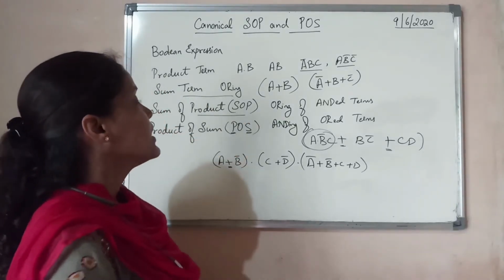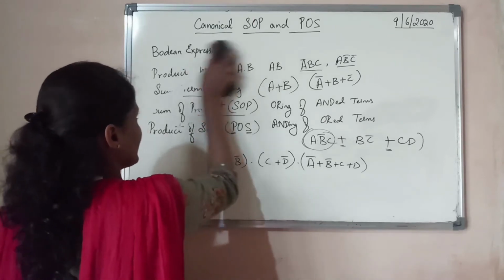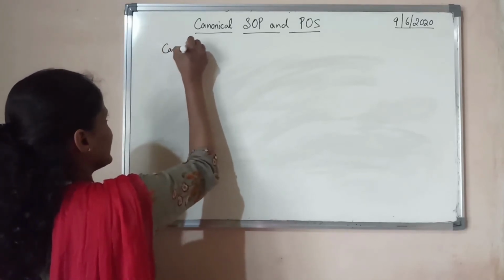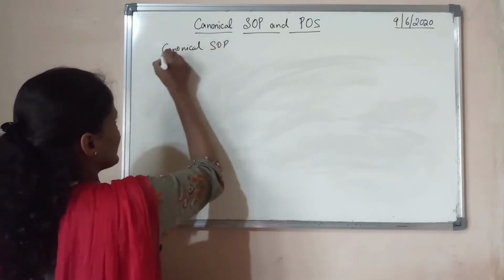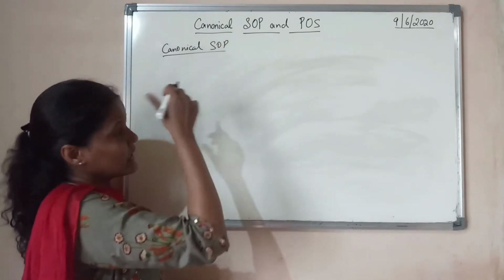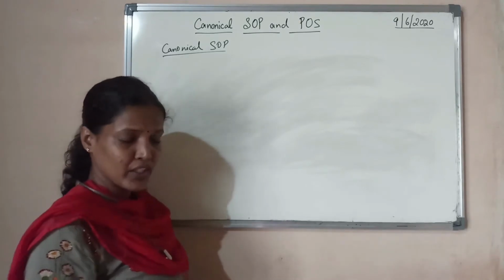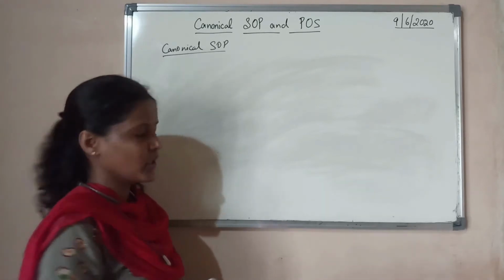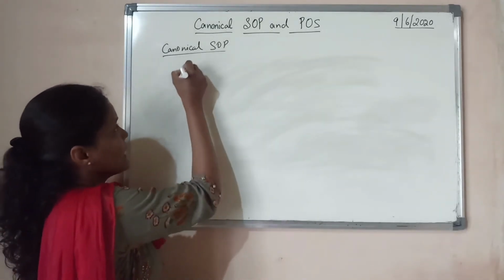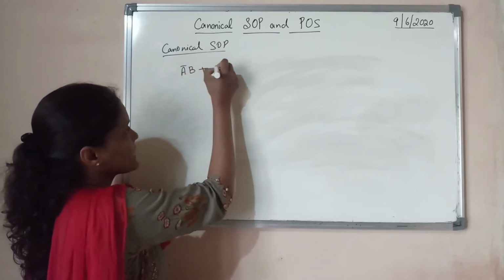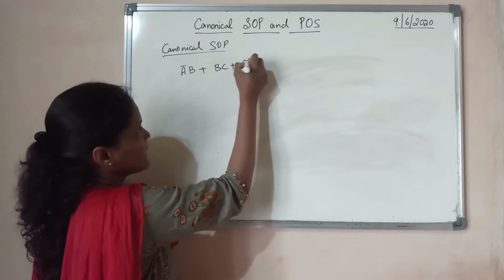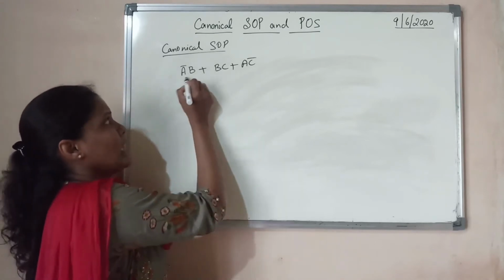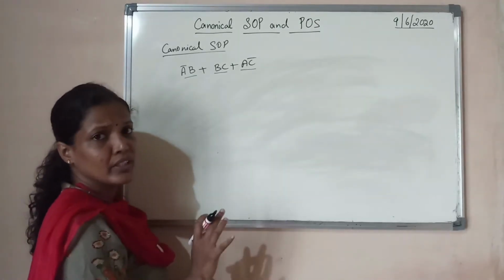Now we have to understand what exactly is the meaning of canonical expression. First we'll come across canonical SOP, and afterwards let us try to understand canonical POS. In canonical SOP, there will be an expression that might not contain all of the variables in each term. Let me explain that with an example: A bar B plus BC plus AC bar. This is the expression. In this expression I have three different terms.